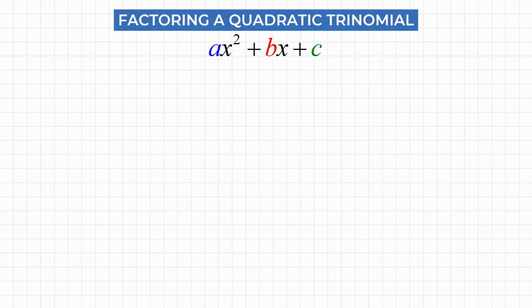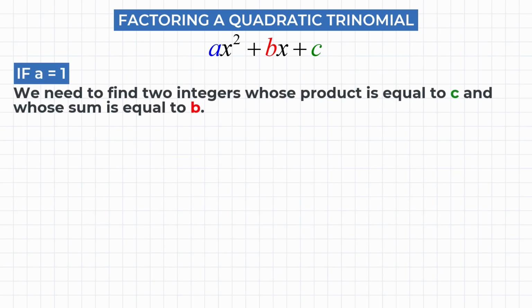When factoring a quadratic trinomial, we need to consider the value of the leading coefficient. If it's equal to 1, we need to find two integers, if they exist, whose product is equal to c and whose sum is equal to b. In this example, b is equal to 5 and c is equal to -6.